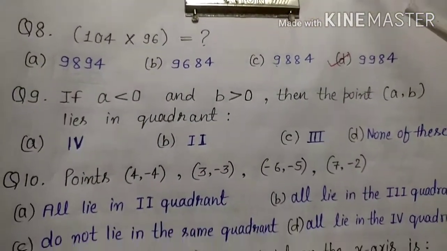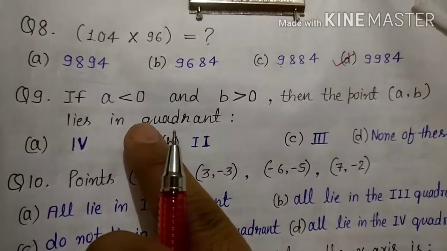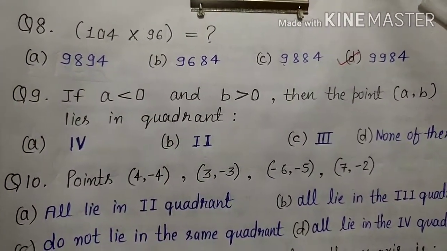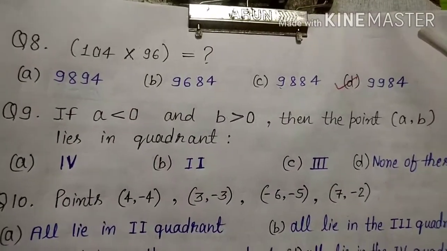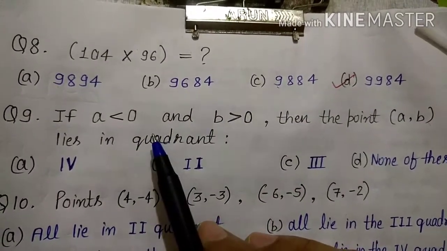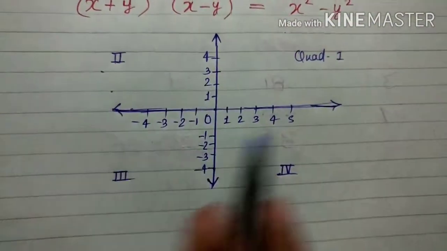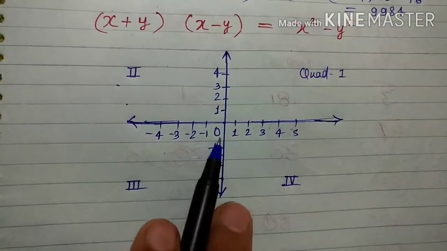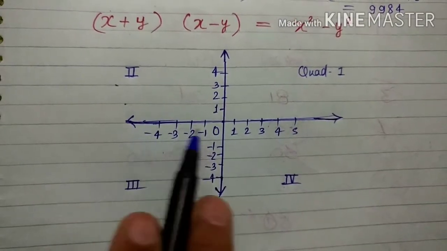Okay. Now move to question number 9. What does question number 9 say? Just pay attention here. If a is less than 0 and b is greater than 0, then the point (a, b) lies in which quadrant? So here a less than 0 means the number is less than 0. If you remember this plane figure, in this one you can see quadrant 1, quadrant 2, quadrant 3, quadrant 4, at the center 0 will come, right hand side positive numbers, and left hand side negative numbers. So they said that a is less than 0.